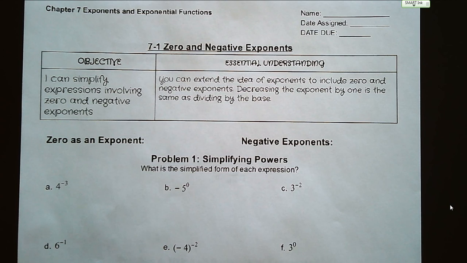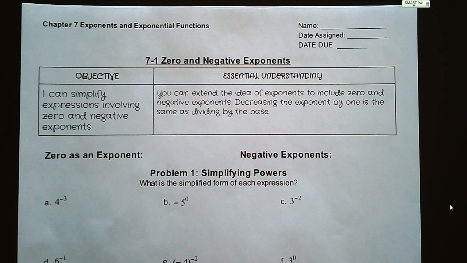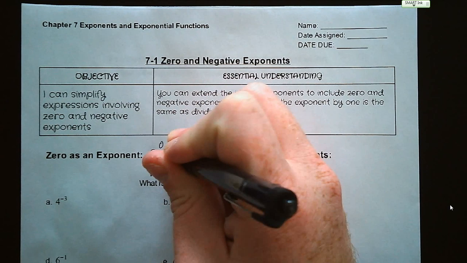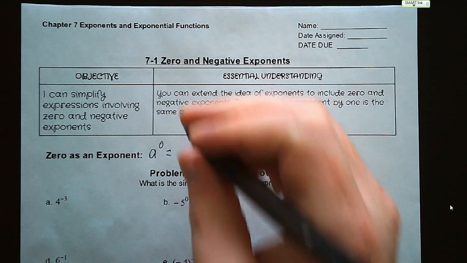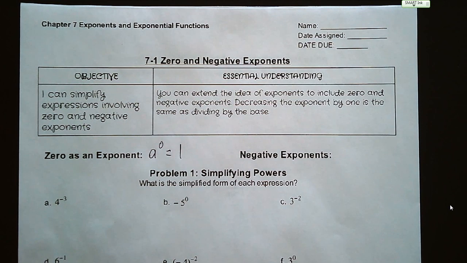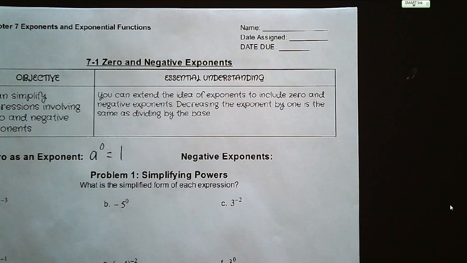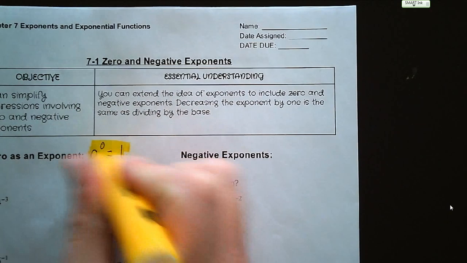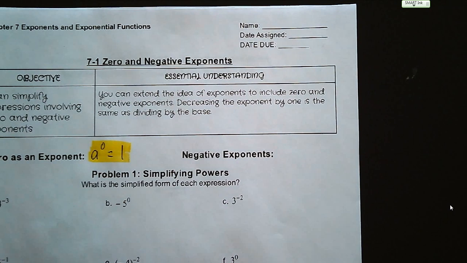So we have two rules. 0 as an exponent: we have a to the 0 power, and that is always going to be equal to 1. Anything to the 0 power is 1. You might want to highlight that rule, and I will. Anything to the 0 power is 1.